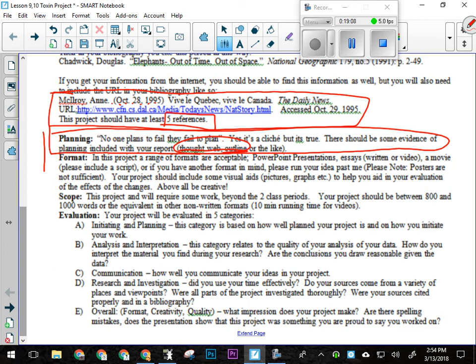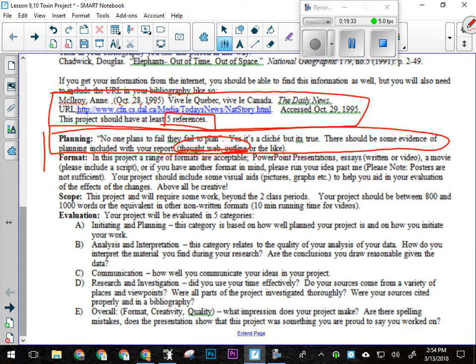Communication: when I read your essay, does it make sense? When I read it, I can follow your ideas. Your ideas are well connected. They kind of segue into one another. It's not like bullet, bullet, bullet, bullet, and they're not related at all. If your whole thing is point form, your communication mark will likely suffer because you're not connecting your ideas. You need to find a way to connect your ideas together.